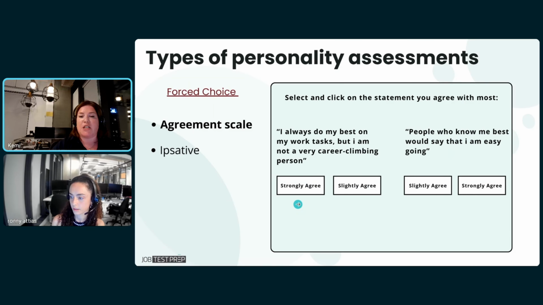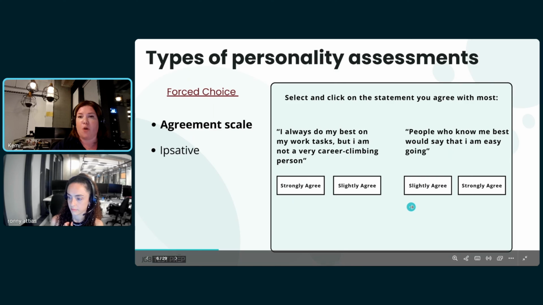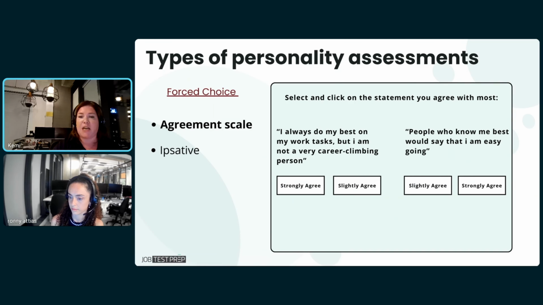Just before we carry on, notice that the strongly agree button is always on the left side, and the slightly agree is more centered in the middle. This format is uniform across the entire assessment. Just make sure that you don't get them confused with one another and answer by mistake the wrong button that you want to press. So just be aware of that.